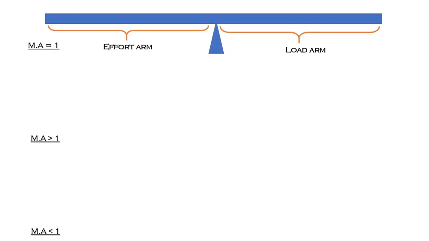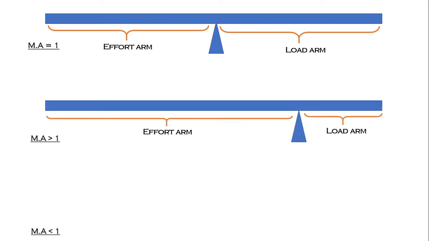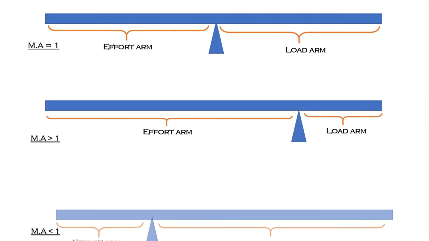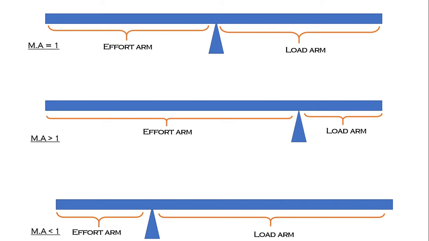All right, based on this, there are three scenarios. Mechanical advantage can be equal to 1, it can be greater than 1, or it can be less than 1. If it is equal to 1, that means effort arm and load arm are equal. If it is greater than 1, that means effort arm is greater than load arm, and if it is less than 1, then effort arm is less than load arm. And why so? Because mechanical advantage, as we just did, is effort arm upon load arm.